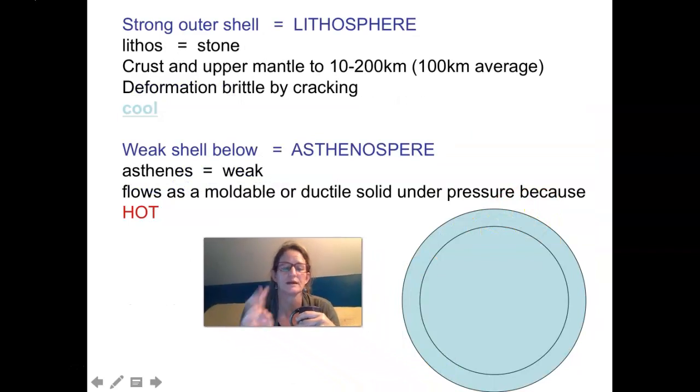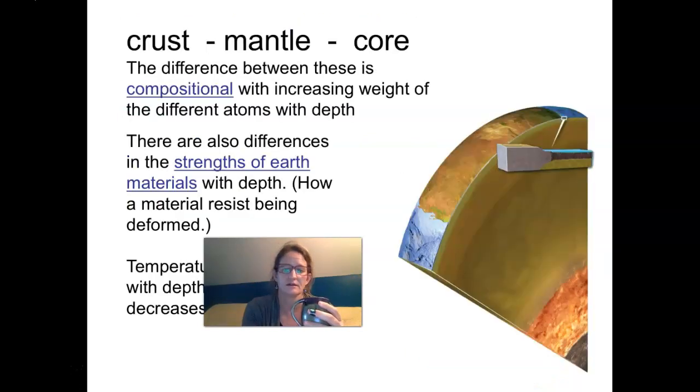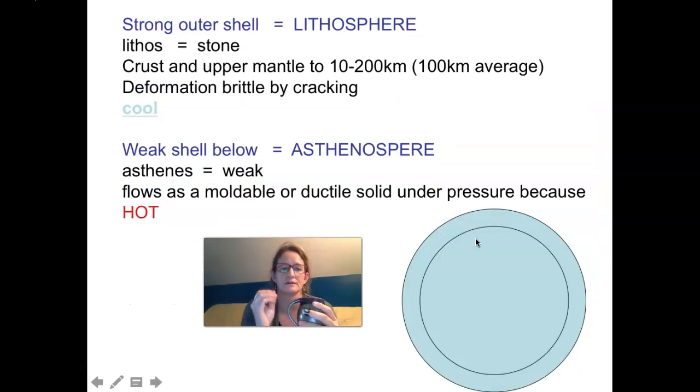The two layers then with the strength difference would be the lithosphere and the asthenosphere. So the lithosphere includes the crust and the upper mantle. So I'm going to go back one. So here we are at the crust and the very upper mantle. So right about here is a zone where the layers go from being rocky to flowing when there is stress put on them. It's a moldable, ductile solid, so it's not liquid. It's just hot and can flow when you push on it. And that is the asthenosphere.